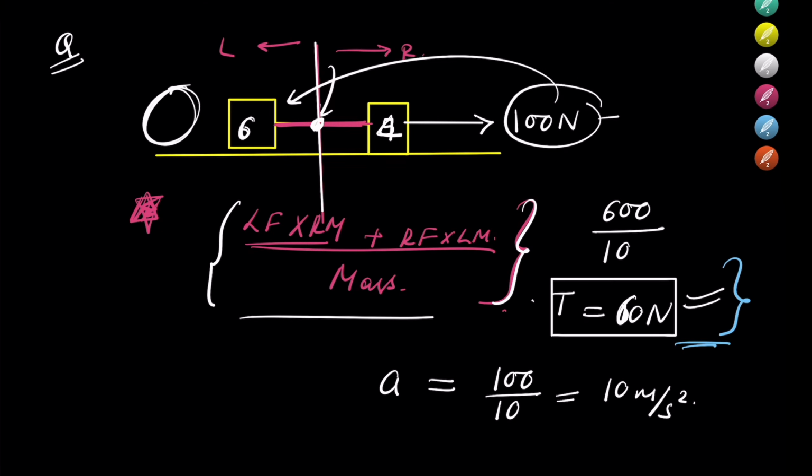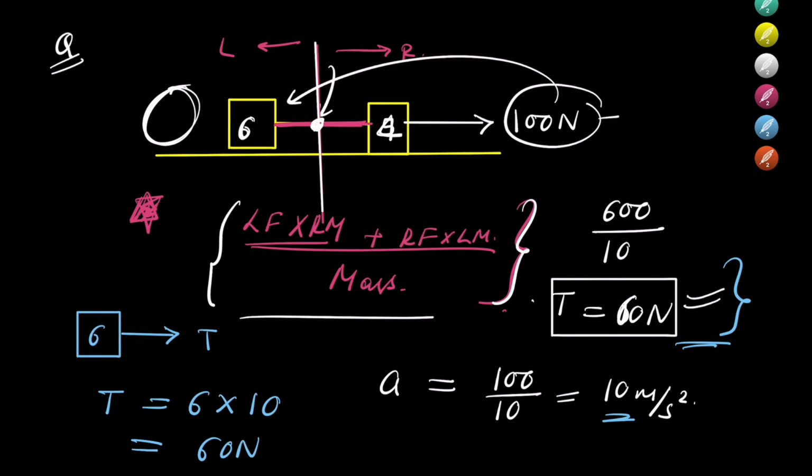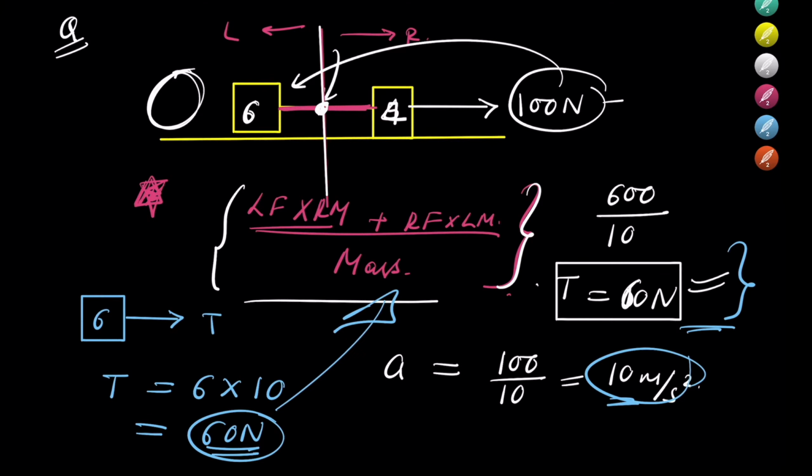Let's see that. We have acceleration 10 meter per second square. So in our 6 kilogram block, let's say we are applying T force. So T should be equal to 6 into acceleration, that is 60, and that is coming. So in order to produce 10 meter per second square acceleration, tension must be 60 Newton. It means our formula is working. Let's solve more questions based on this one to reinforce this formula.